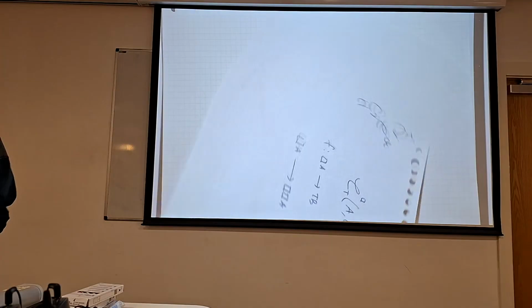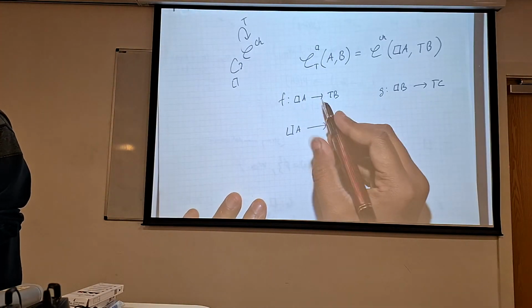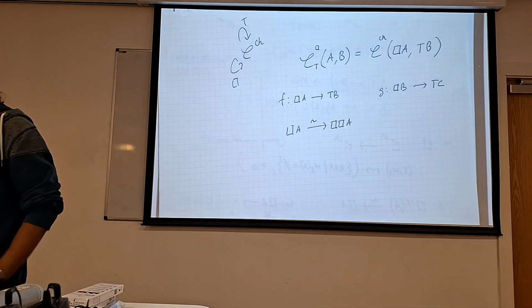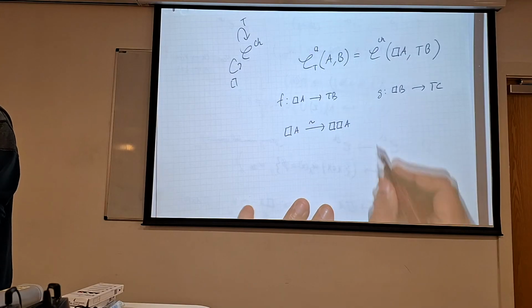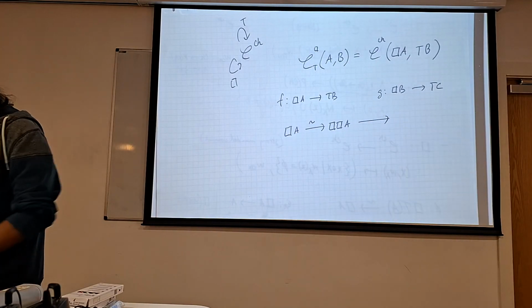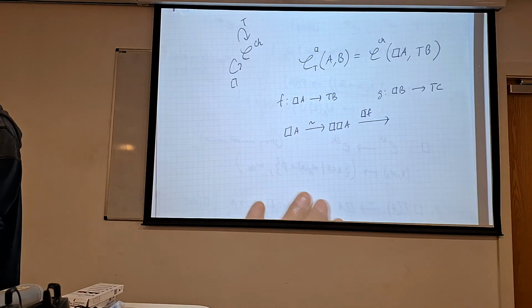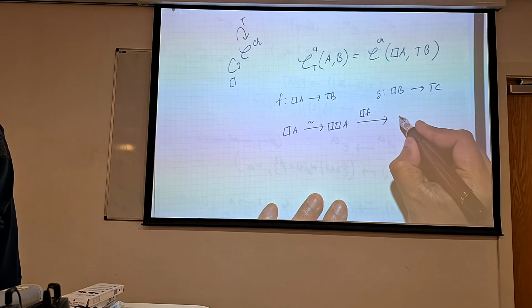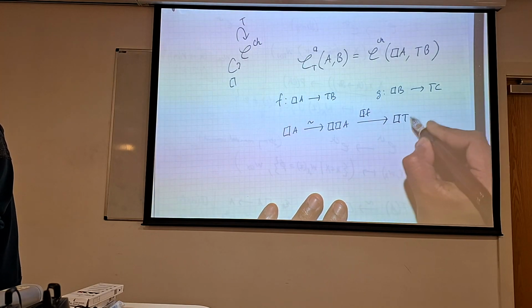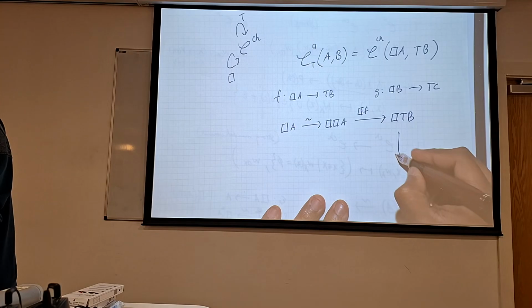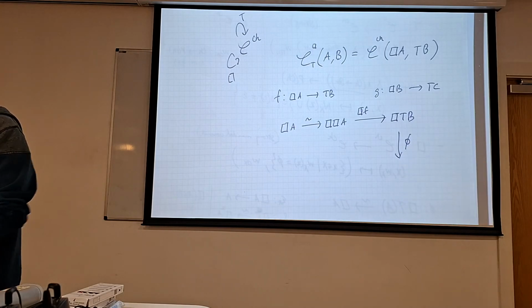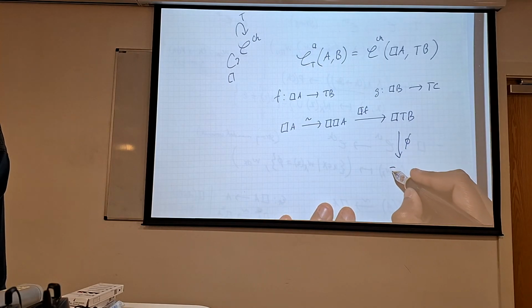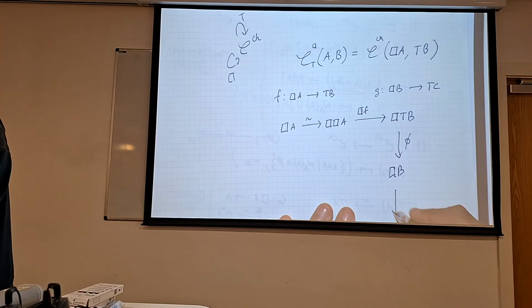Now if I want to compose these two things, I go box A to box A. I apply box F, which gives me box of T of B, and then I do a cancellation, which gives me box of B, and then I apply G.